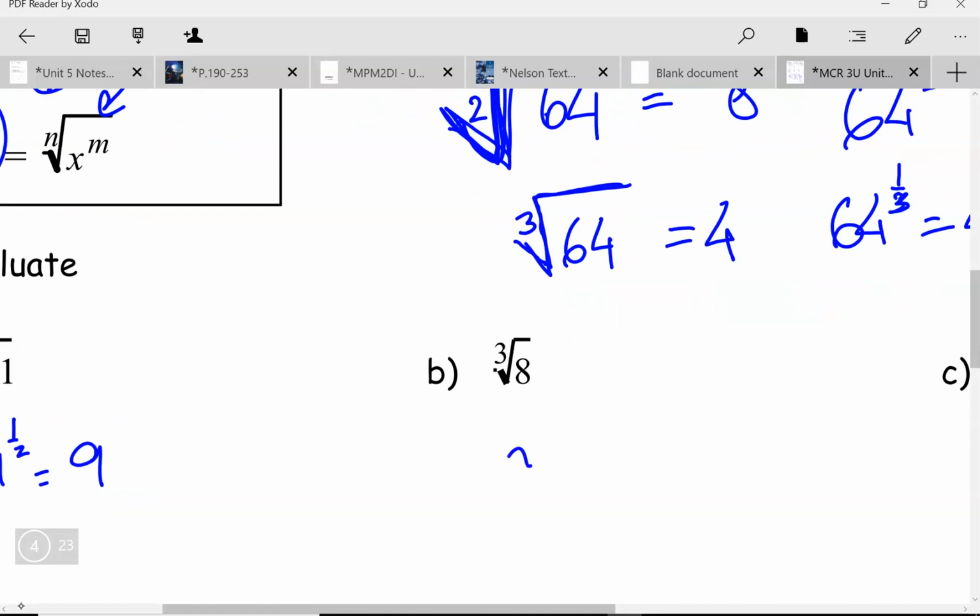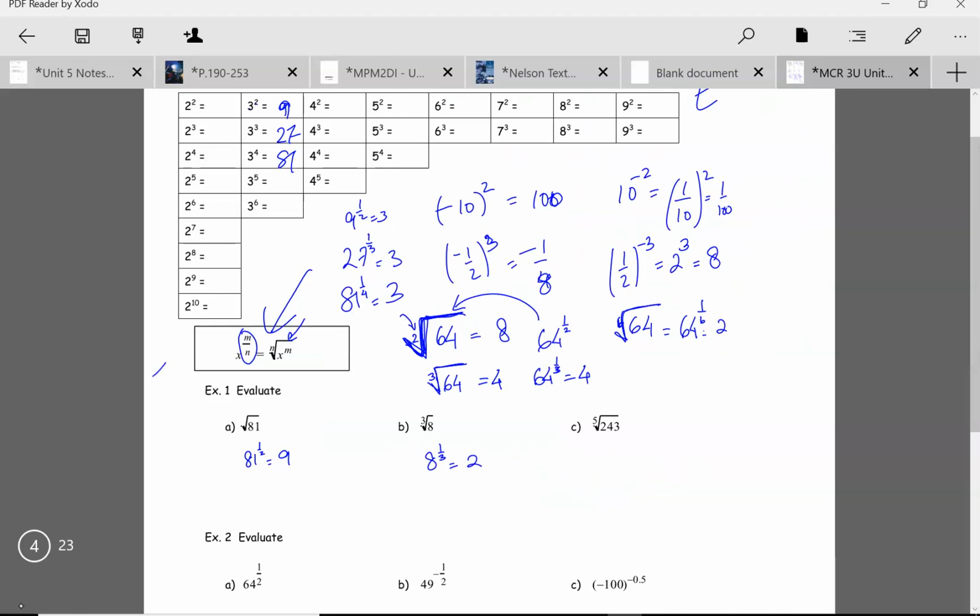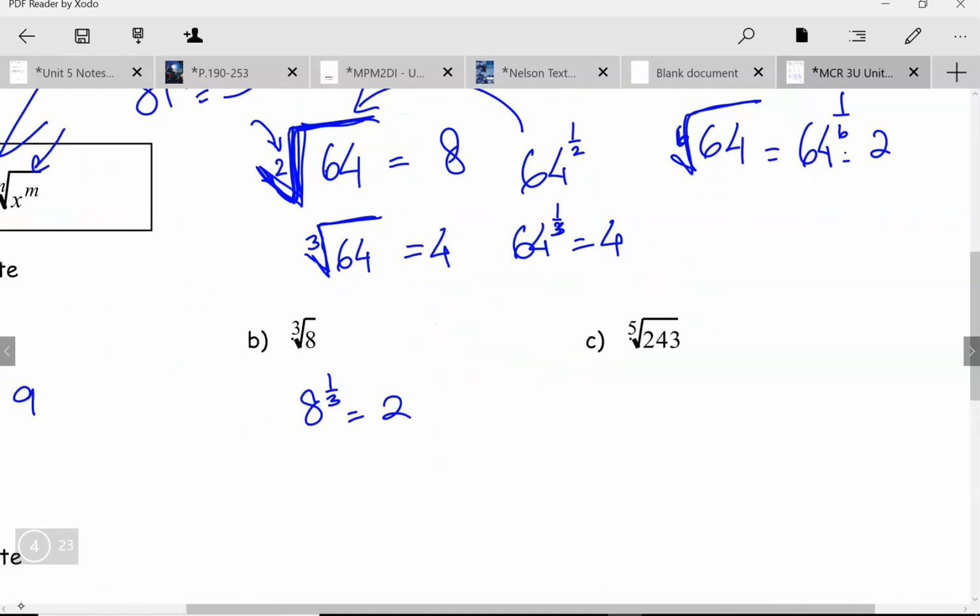So cube root of 8 is 8 to the power of 1/3, which is in fact 2. So again, it's important to be familiar with the table here that you have completed, and use that. Another way of thinking about this is 243 to the power of 1/5 is like what to the power of 5 will give me 243. That's 3, right? So 243 to the power of 1/5 is 3.